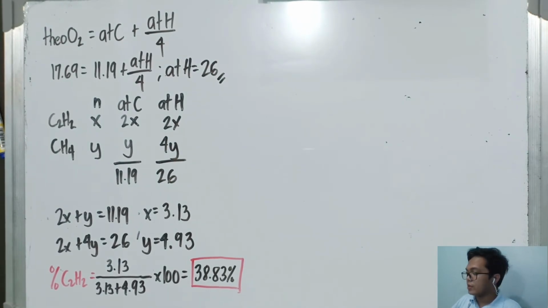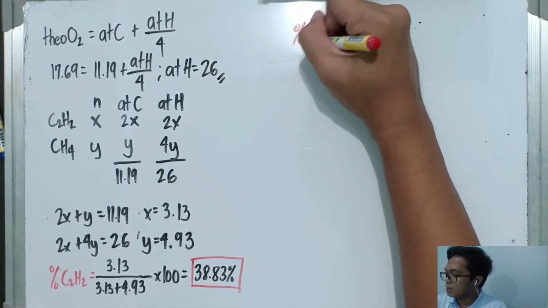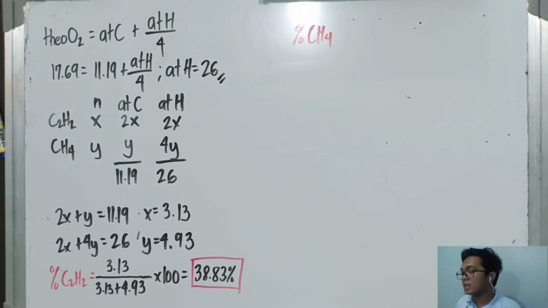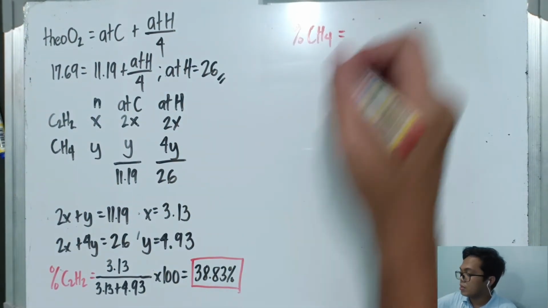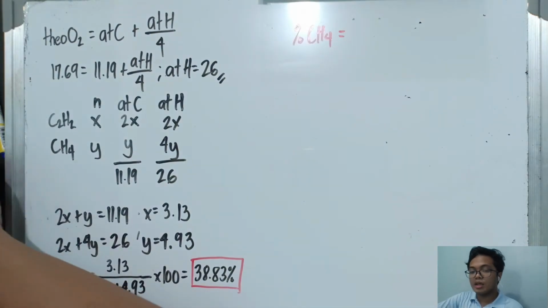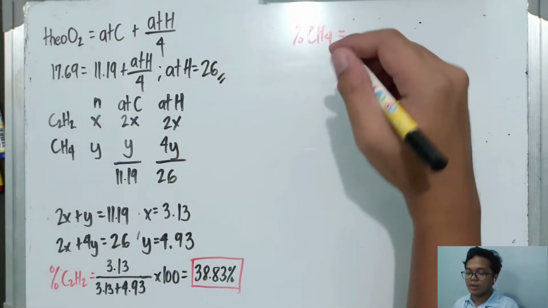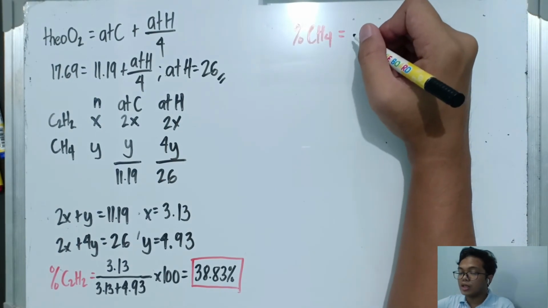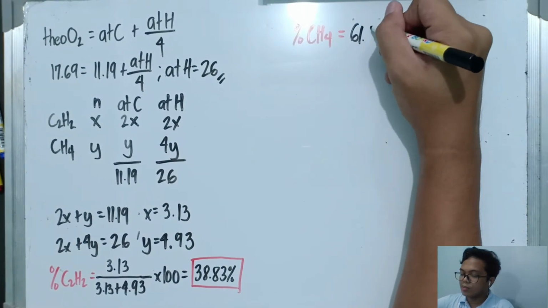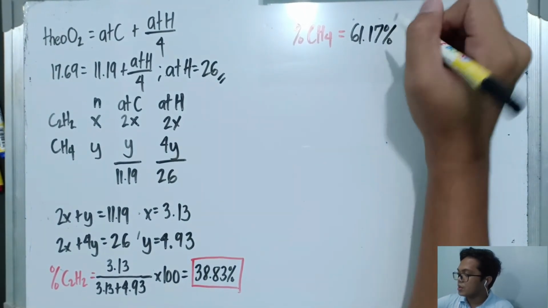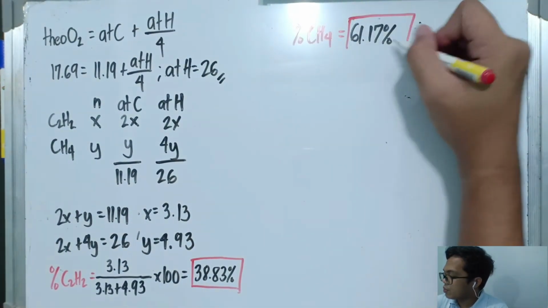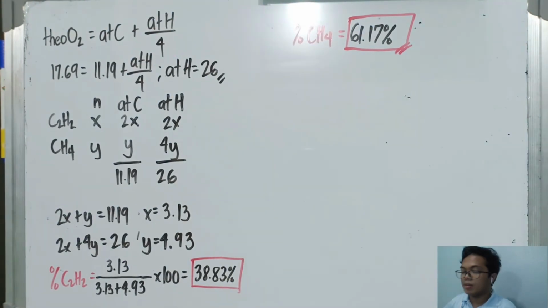Okay? Then, of course, for percent CH4, if you want, you can still divide its number of moles by the total, or you can just subtract 38.83 from 100%. Since there are only two components, you can do that right away. So if we do 100% minus 38.83%, we're going to get 61.17%. So these are our percentage mole composition.